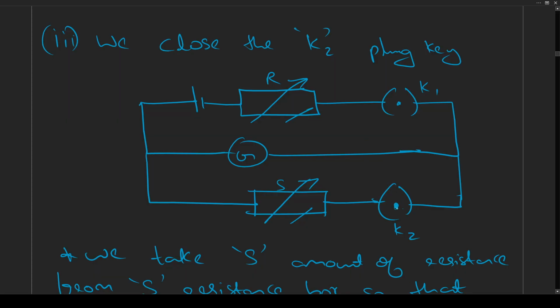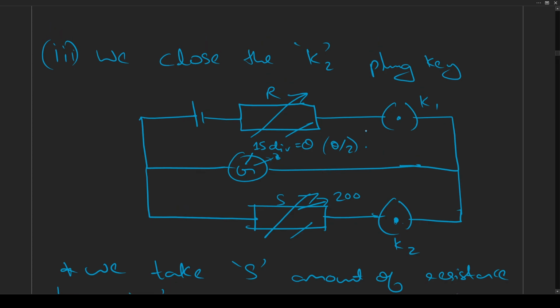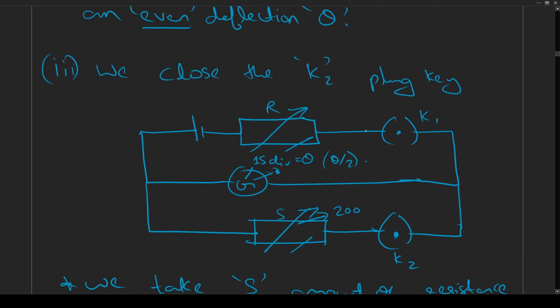Now after keeping this plug key, it is still showing 30, or it might not be, but we remove some 200 ohms of resistance from this box. Now if it showed 30 there, here it should show 15 divisions of deflection. 15 divisions of deflection, meaning theta by 2. Theta by 2 deflection it should show.